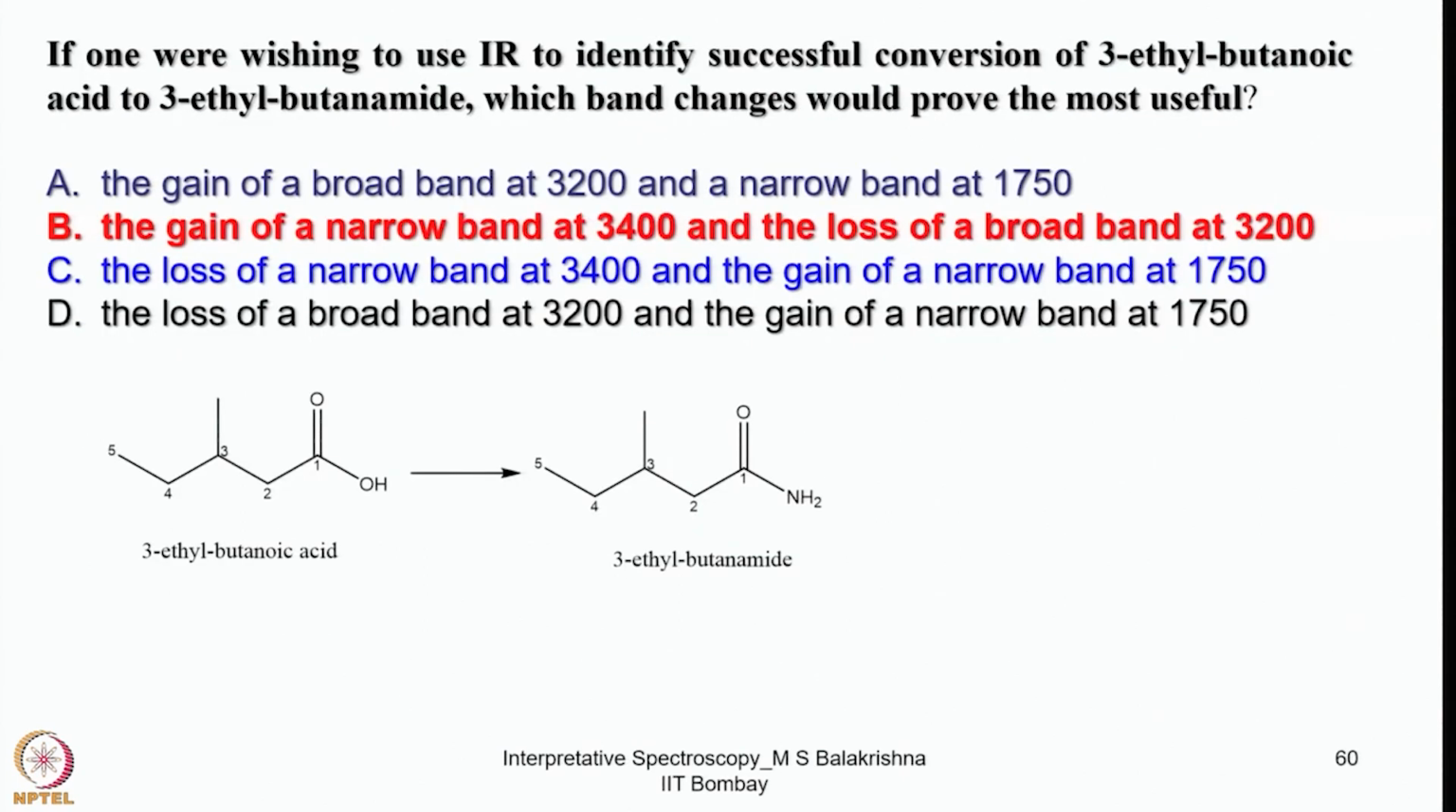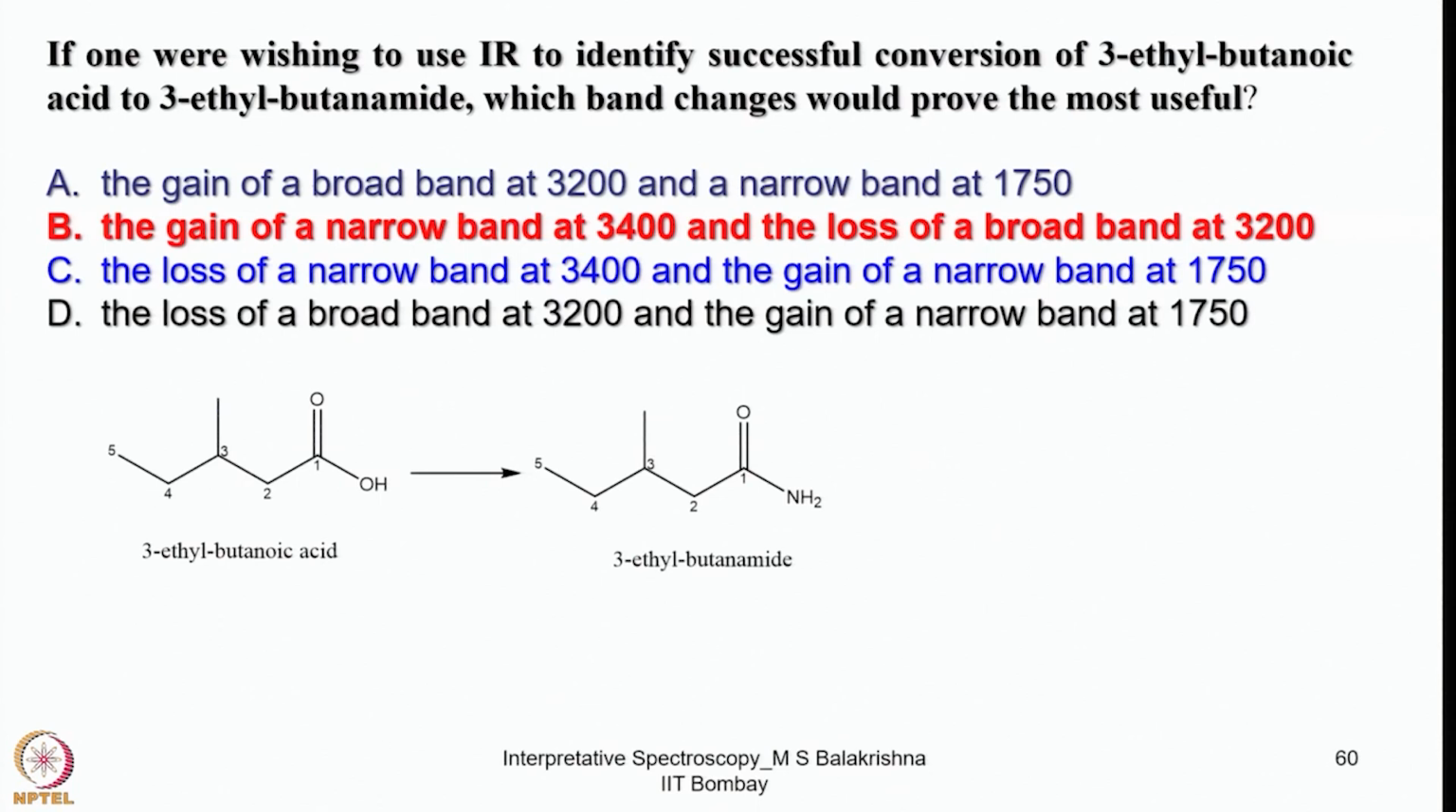Now, if one were wishing to use IR to identify successful conversion of 3-ethyl butanoic acid to 3-ethyl butanamide, which band change would prove the most useful? There are 4 options given. I read again: if one were wishing to use IR to identify successful conversion of 3-ethyl butanoic acid to 3-ethyl butanamide, which band change would prove the most useful, or which band change is important in identifying this reaction? So 4 options are there.